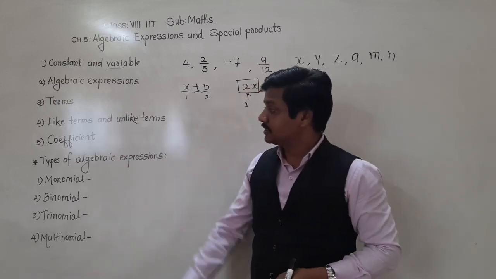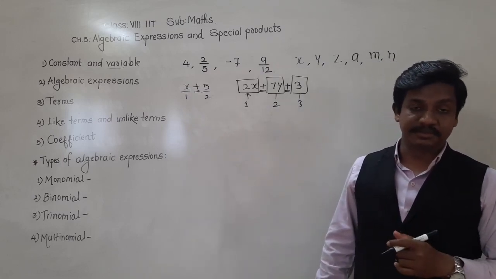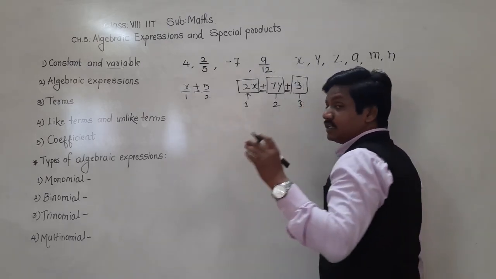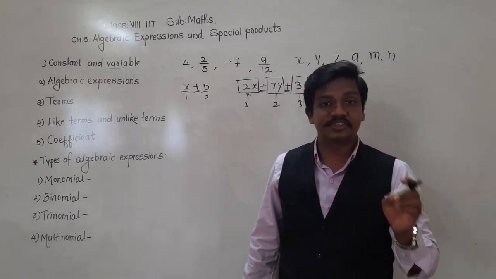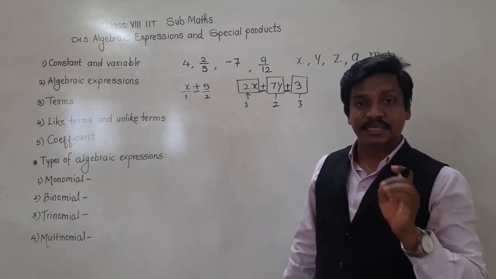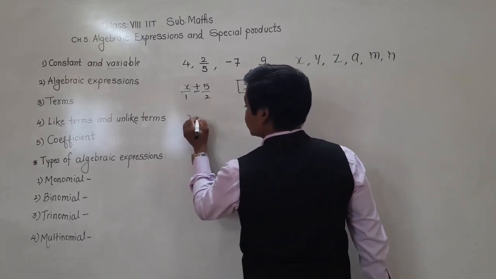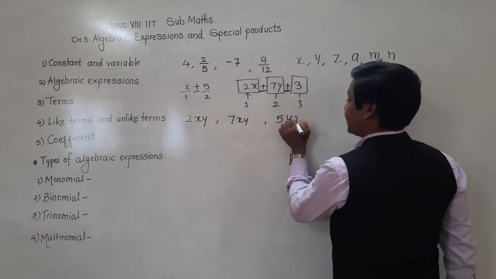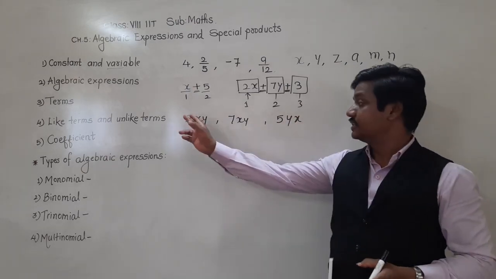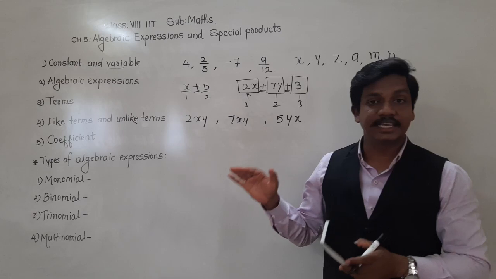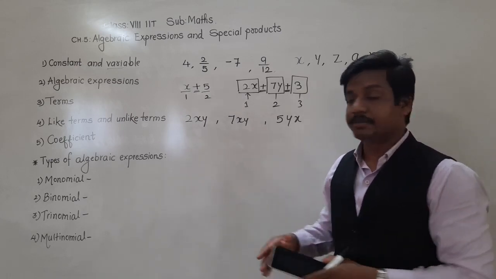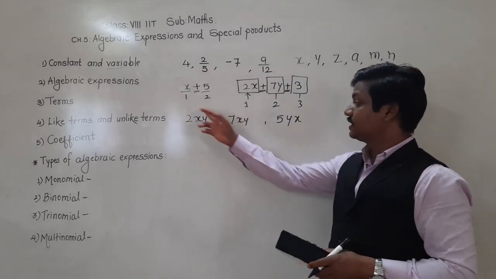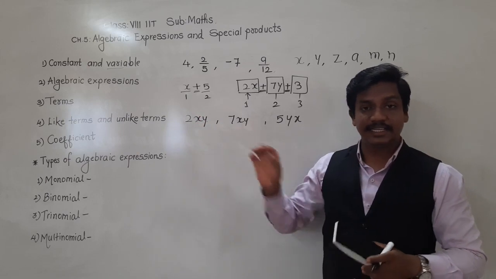The next concept is like terms and unlike terms. Now, like terms means the terms with the same variable, the same literal factor. Literal means letter: same literal factor. For example, 2xy, 7xy, 5yx. All these three terms have the same literal factor, the same variable. See, here xy, here also xy, correct? That's why these three terms are said to be like terms.